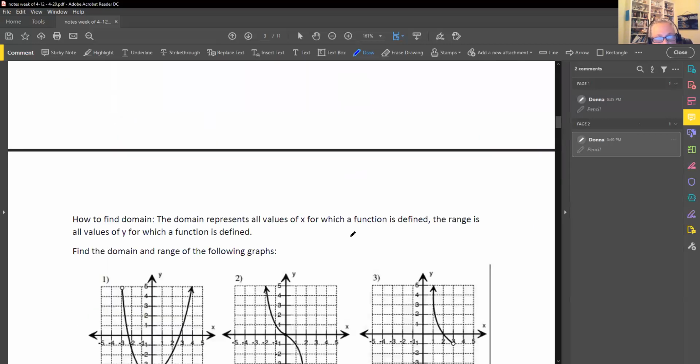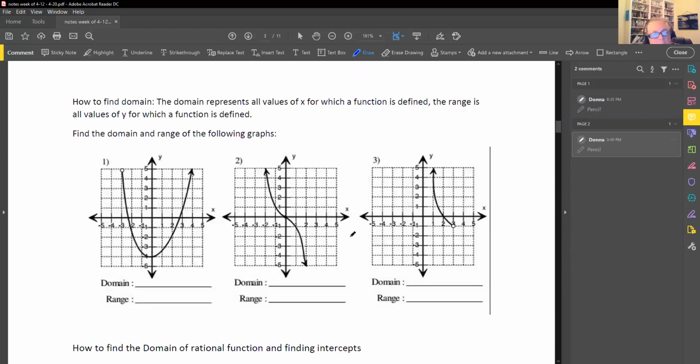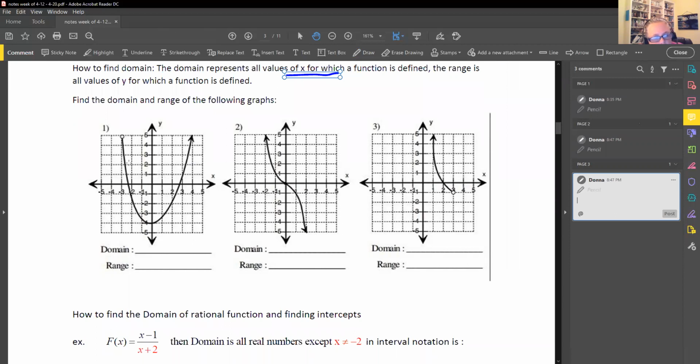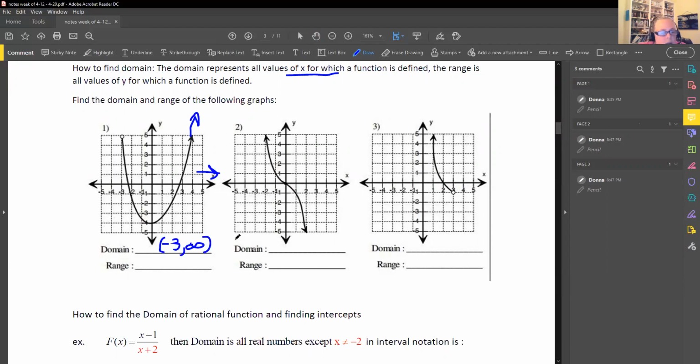So let's take a second and talk about domain. Domain is the regions of x for which a function is defined. The range is where the function is defined for y. So when I look at a graph like this, the domain, it's all values of x. So this graph goes from -3. The arrow means it goes forever. So I know that x is going forever in that direction, but it stops here at -3. And it doesn't include -3 because it has the open circle. So the domain of that would be -3 to infinity.